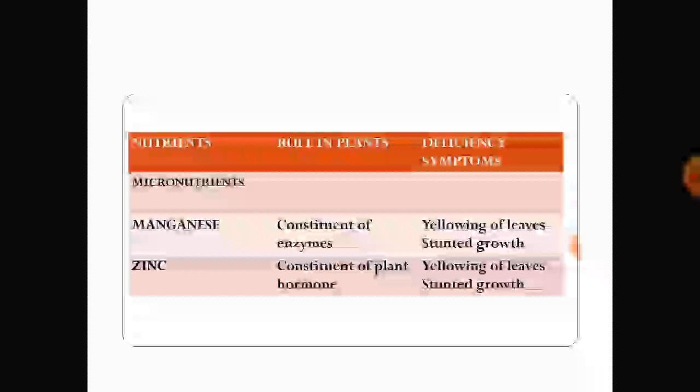Micronutrients. Manganese, it is a constituent of enzymes. And its deficiency causes yellowing of leaves and stunt growth. Stunt growth means slow growth. Zinc, a constituent of plant hormone. Its deficiency causes yellowing of leaves as well as stunt growth.